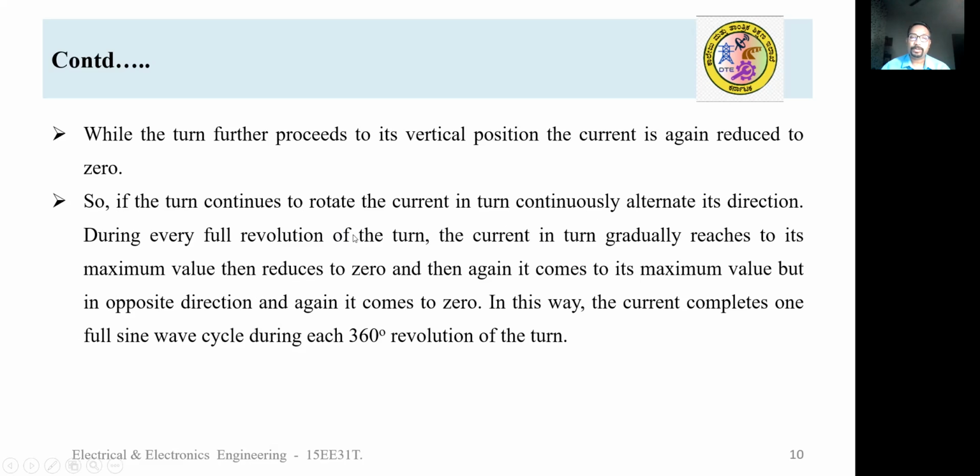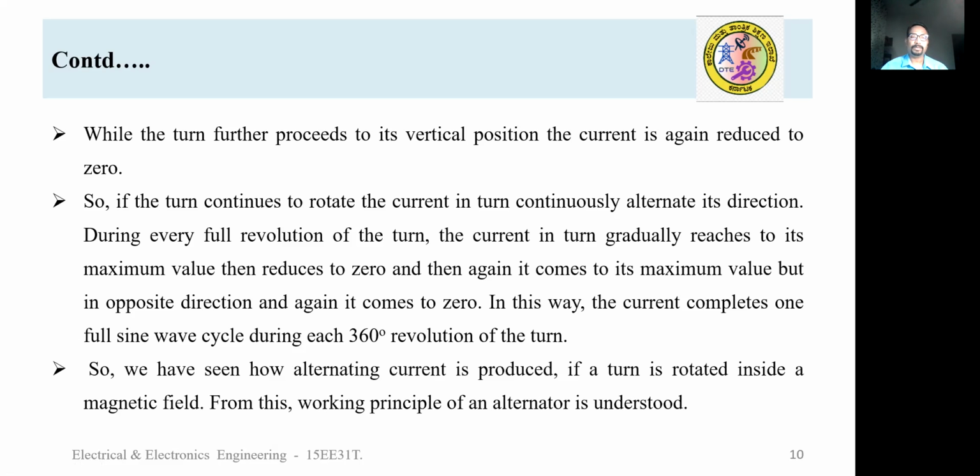During every full revolution of the turn, the current gradually reaches its maximum value, then reduces to zero, then again comes to maximum, and again reduces to zero. That means the EMF increases from zero, reaches its maximum value in one direction, reduces to zero, then increases to maximum value but in the opposite direction, and again comes back to its zero value at 360 degrees.